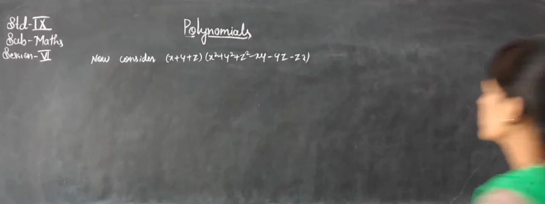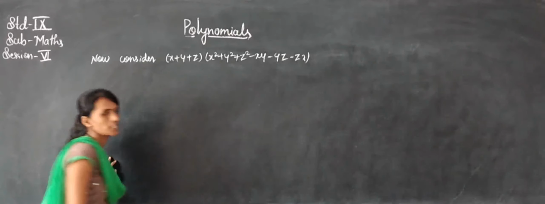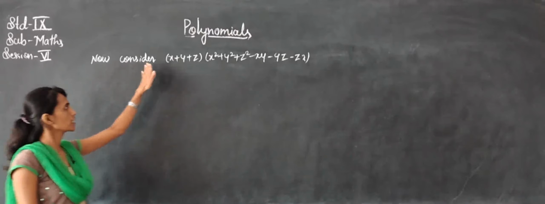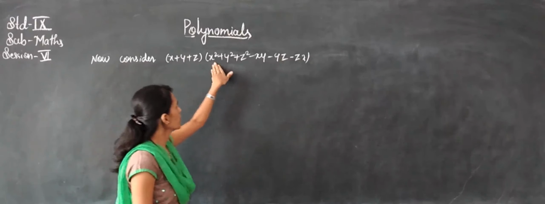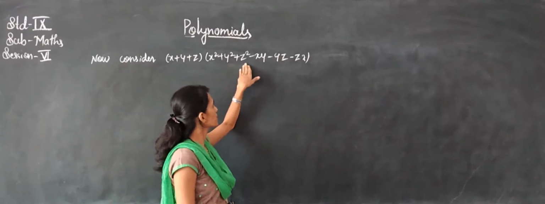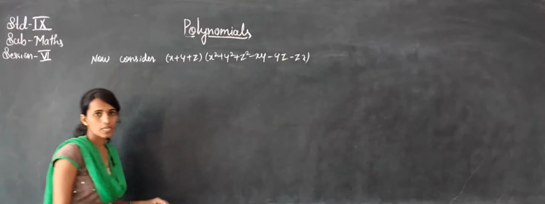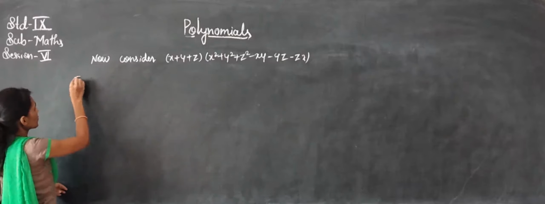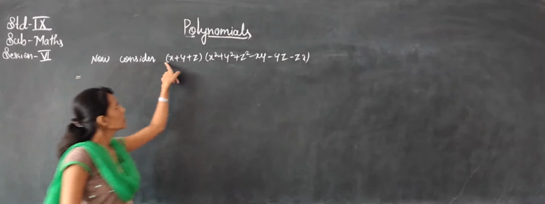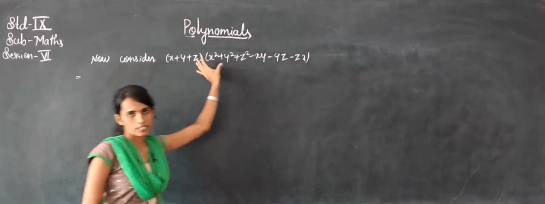So now here we are going to find identity number 8. So how to find identity 8 here? So x plus y plus z into x square plus y square plus z square minus xy minus yz minus zx. We have to take this and then we have to multiply it. Then how to solve this one? That we have to multiply x, y, z to the fourth of the table.